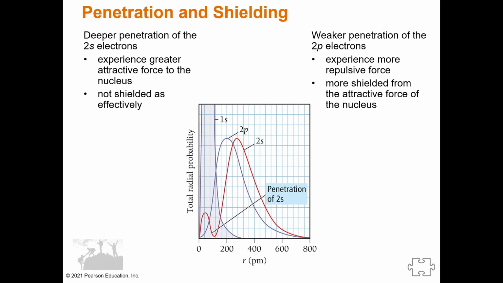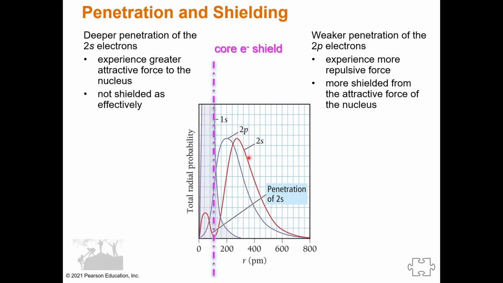Let's take a look at the radial probabilities of the 1s, 2p, and 2s orbitals so that we can understand penetration and shielding better. Now, the 1s orbital is very close to the nucleus. We could say that it tapers off a bit at around 120 picometers. So that's where we're going to draw our core electron shield. So any electrons found between 0 and 120 picometers, they're going to experience a great attractive force to the nucleus.